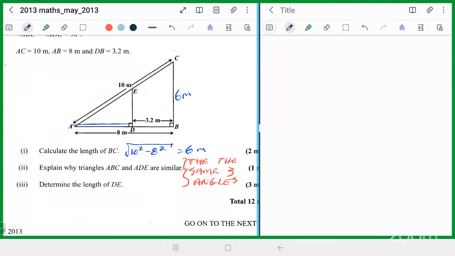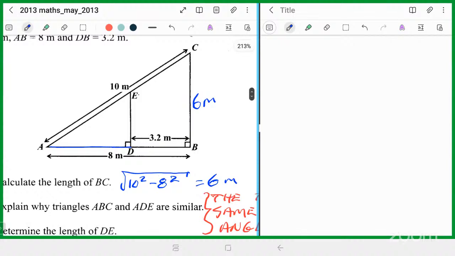This side is going to be 8 minus 3.2. That side is 8 minus 3.2, which is 4.8. This side inside here says 4.8.